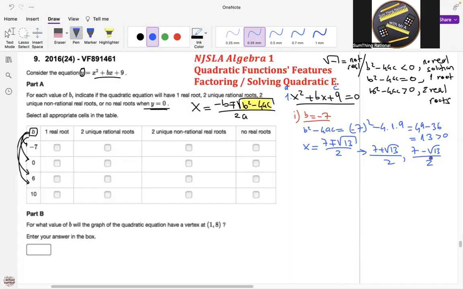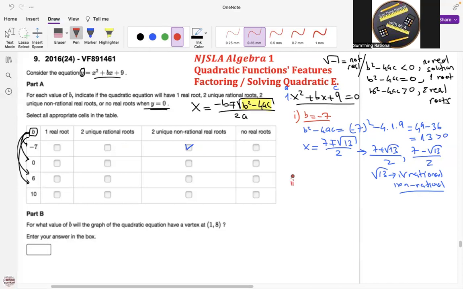But are they real roots? Definitely they are real roots, but are they rational or irrational? Since the square root of 13 is an irrational number, not a rational number, we can say it is non-rational. So we have two unique non-rational roots when b is -7. It is not the one root case, or the no real root case.